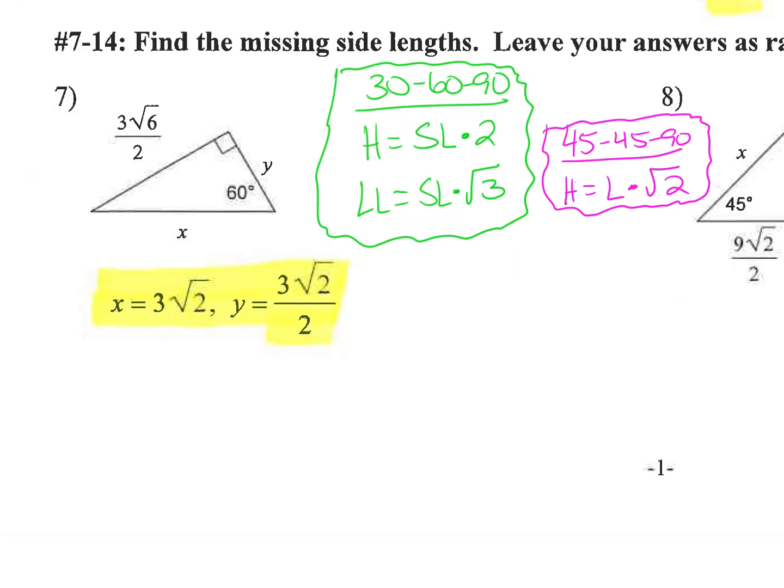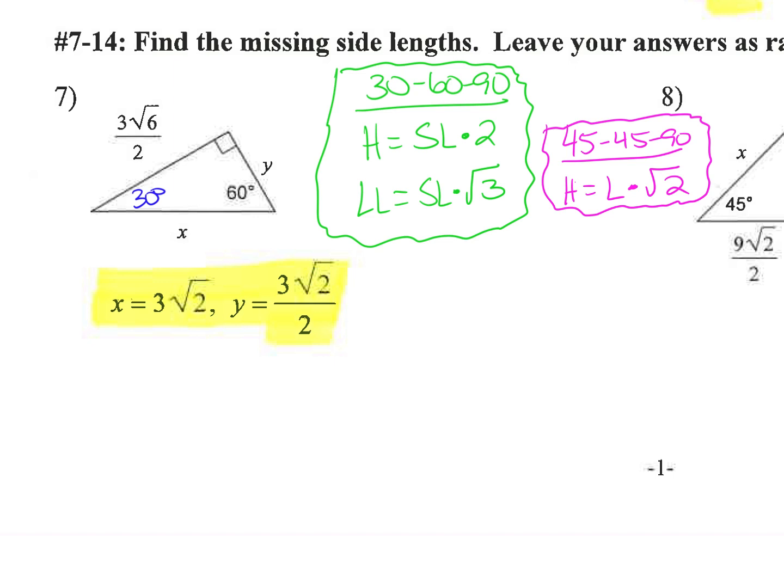When I look at number 7, is that a 30, 60, 90 or 45, 45? 30, 60, 90, right? They had a 60 in there and a 90, so this other one's obviously going to be 30. Okay? So on a 30, 60, 90, remember you have a shorter leg, a longer leg, and a hypotenuse.